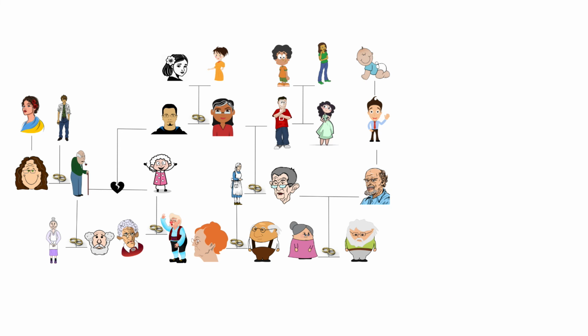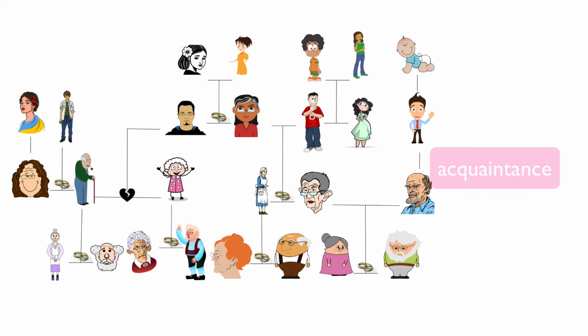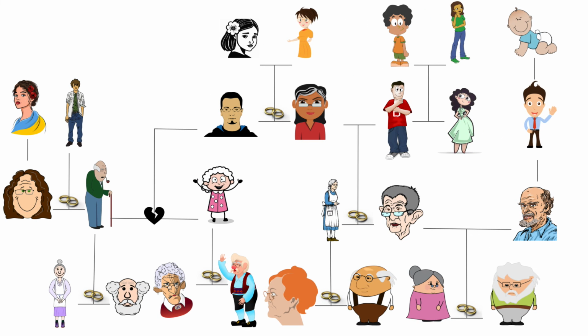Another important word you may hear is acquaintance. Acquaintances are people who you barely know, but you do know them, and they're not close enough to be called friends. These are acquaintances. And that's my rather complex family. So hopefully you've learned a little bit of new vocabulary today to talk about extended family in English.